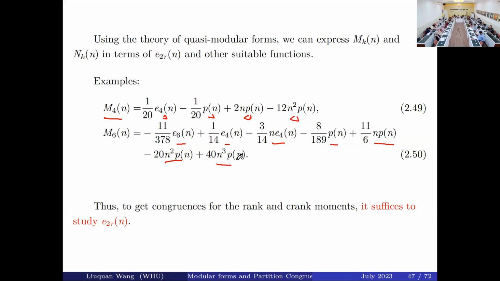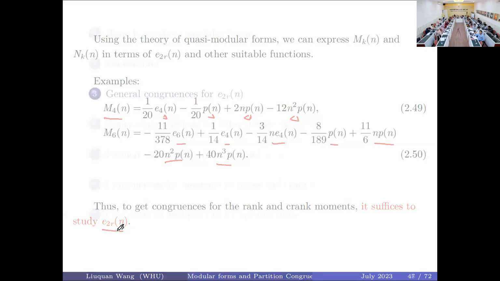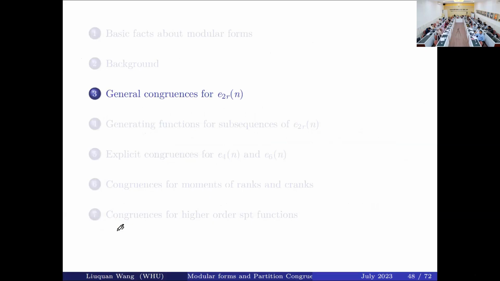Since the properties of p(n) are well known, in order to study the properties of M_4 and M_6, it suffices to study the properties of E_4, E_6, and more generally, it suffices to study the sequence E_2r(n). Hence, we will now focus on E_2r(n). Now we want to discuss some general congruences for E_2r(n).